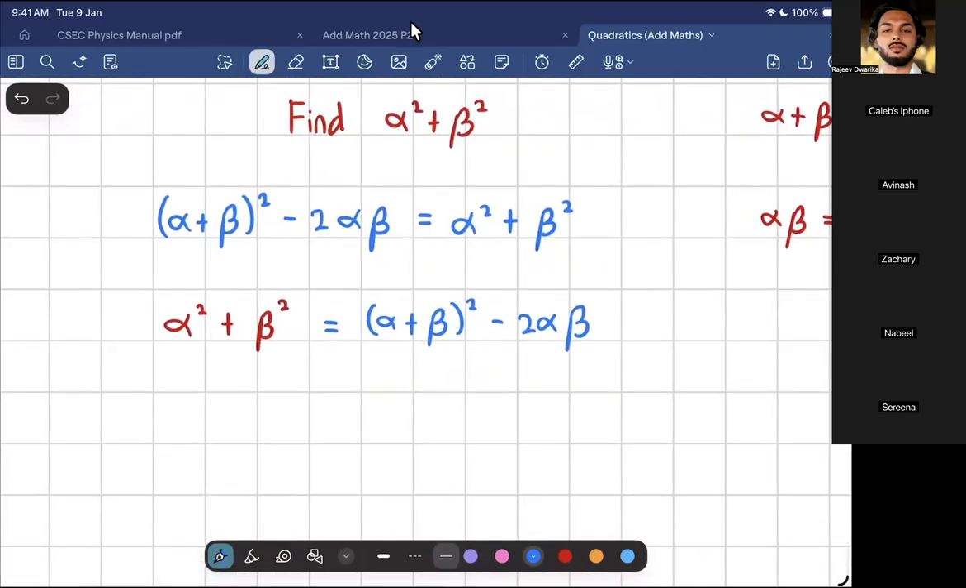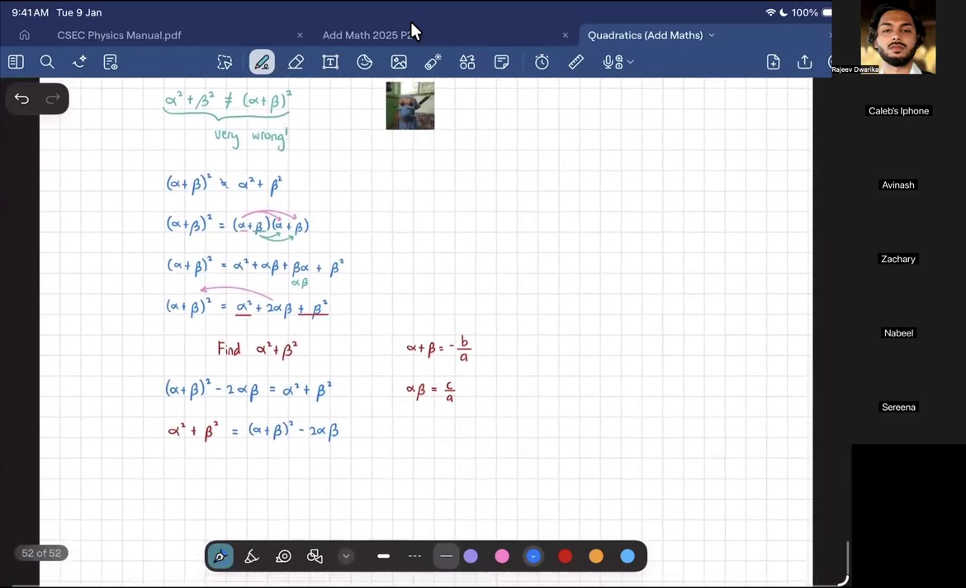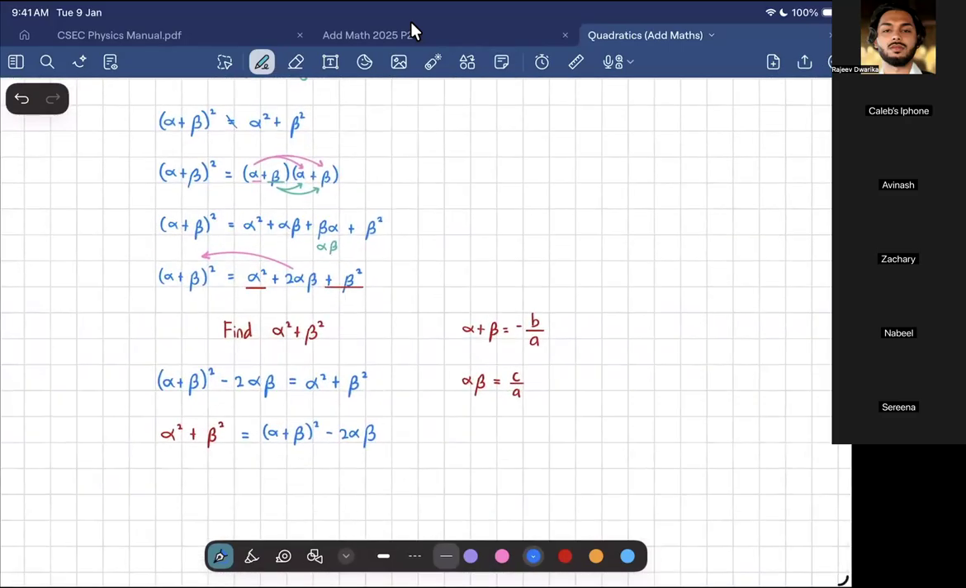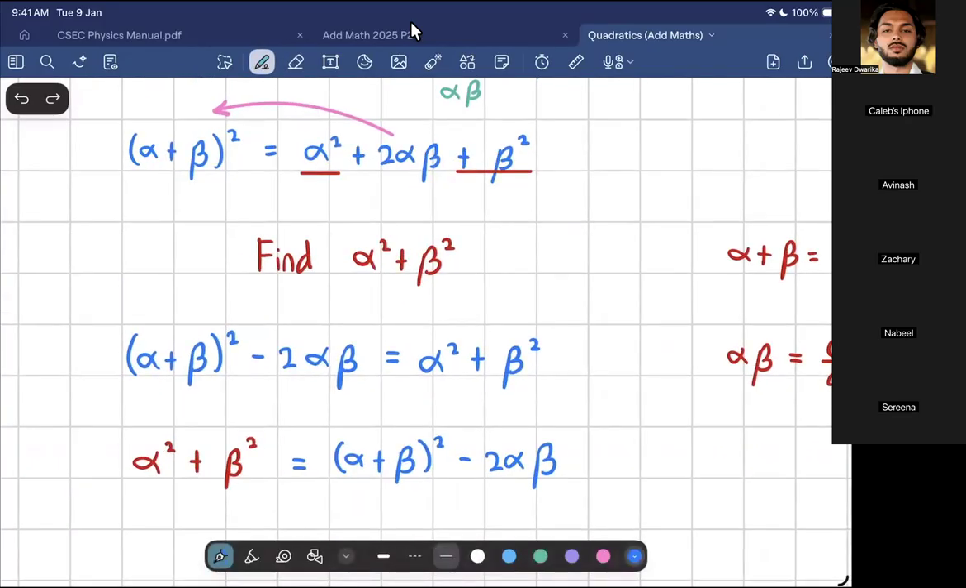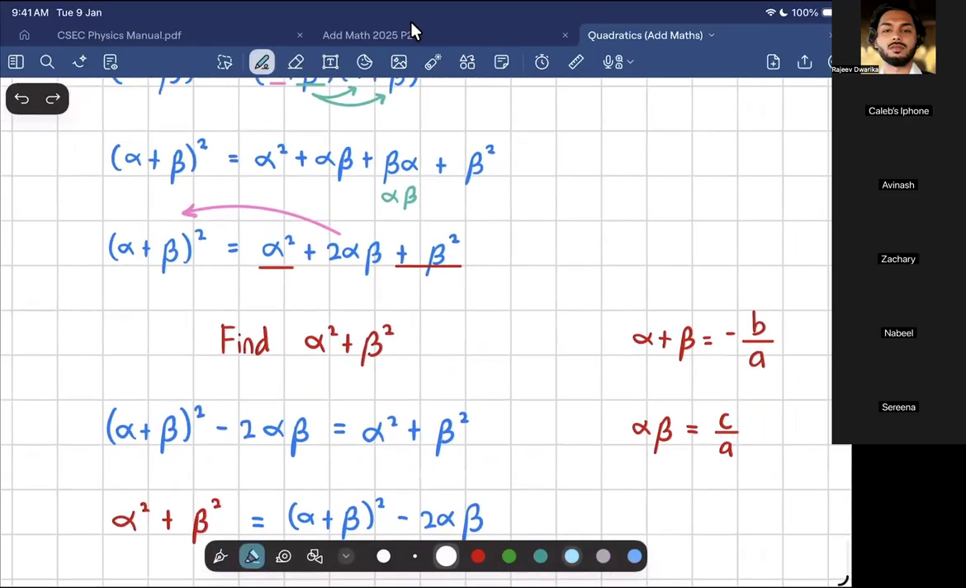Guys, do we understand how to derive alpha squared plus beta squared if you forget? Yes, sir. Okay. Serena, do you have any problems or are you good? All right. Cool. Zachary, let me know what is going on. Okay, great. So I'll give you all some time to copy this down, and I'm going to give you all a past paper question, and I want to see how you all can handle that.